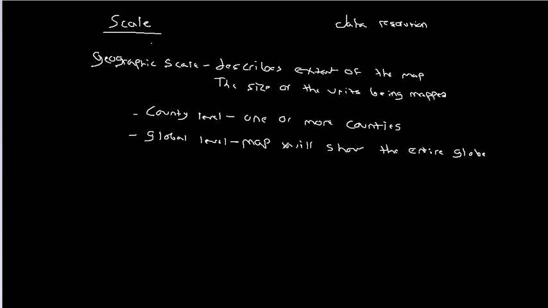So that's this idea of geographic scale, right? It describes the extent of what's being mapped, and this is usually done by describing the objects, the geographic units that are being mapped specifically. So that's geographic scale.